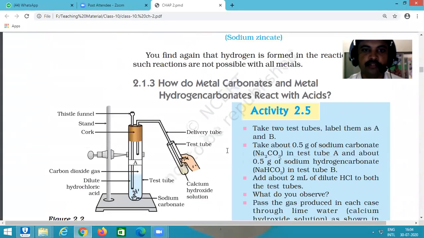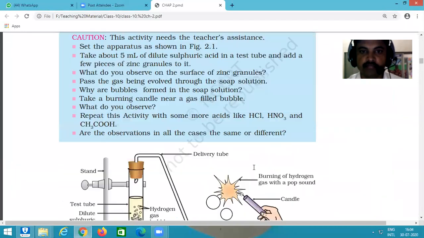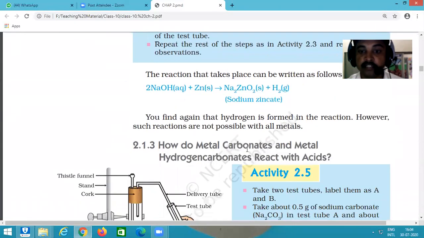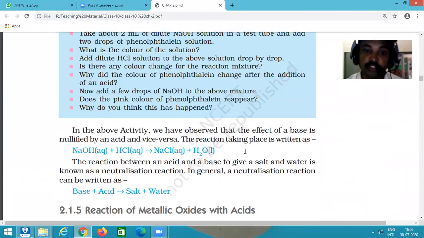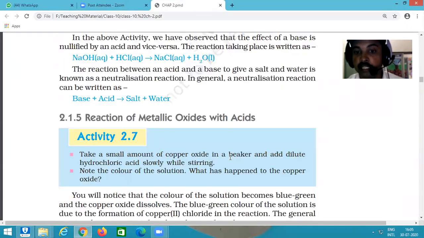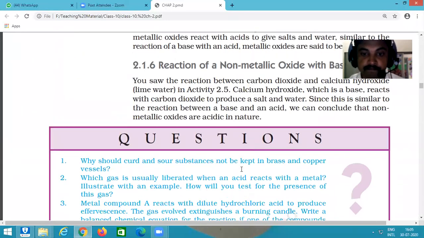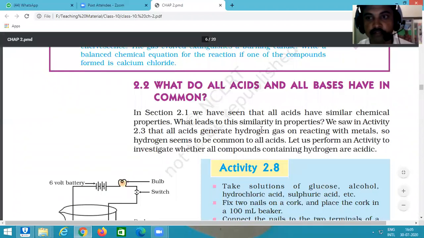In the last video, we discussed what happens when acid and base react with metals, and what happens when acid and base react with metal carbonates or metal hydrogen carbonates. Then we discussed what will happen when acid and base react with each other, and what happens when metallic oxides or non-metallic oxides react with acid or base. So we discussed that part already. Today we continue with the same chapter from the next topic.